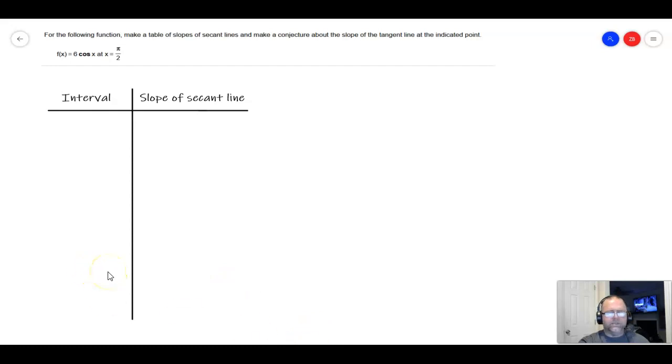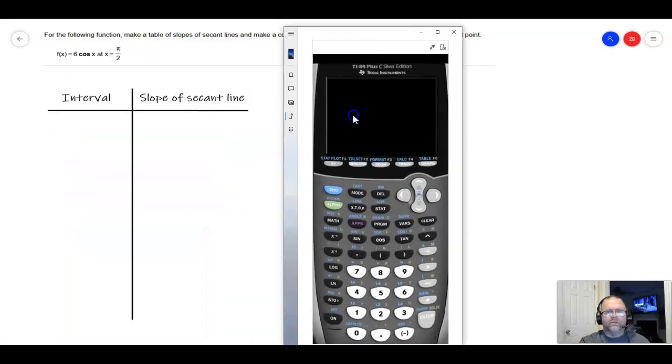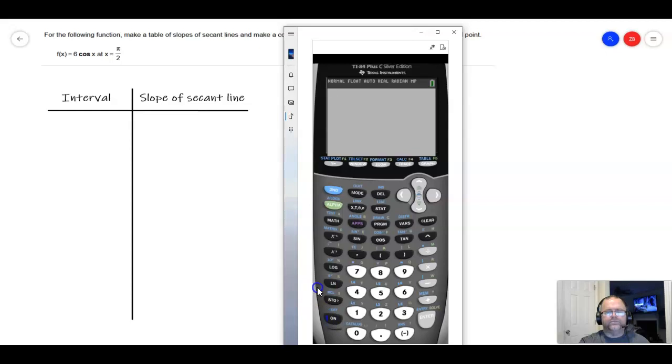So the first thing I'm going to do in this case, and this is very similar to number 6, although now we have a trig function here. That's kind of the main difference. So I want to pull up my calculator here. I'm bringing this over here, and I want to see what this graph looks like.